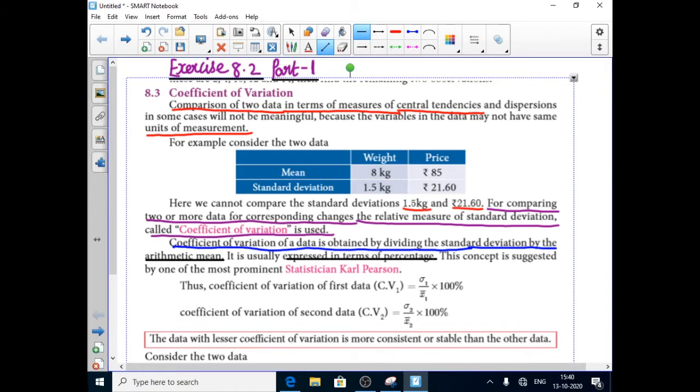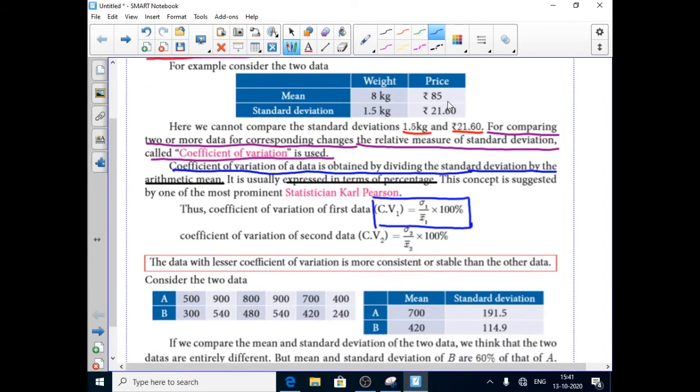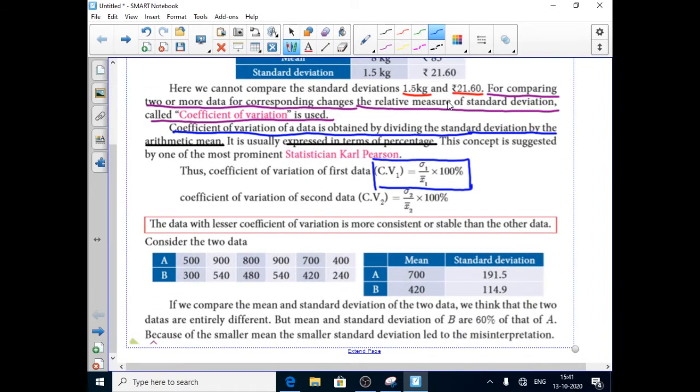The formula is: coefficient of variation is equal to sigma by x bar into 100%. So for comparing two or more data for corresponding changes, the relative measure of standard deviation is called the coefficient of variation. It is obtained by dividing the standard deviation by the arithmetic mean, and it is given in terms of percentage. For that they give an example.